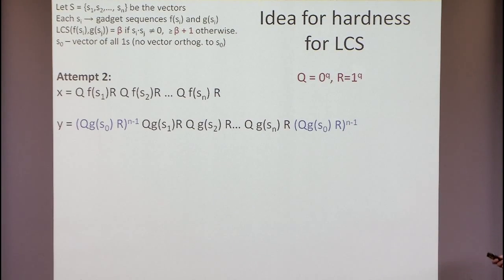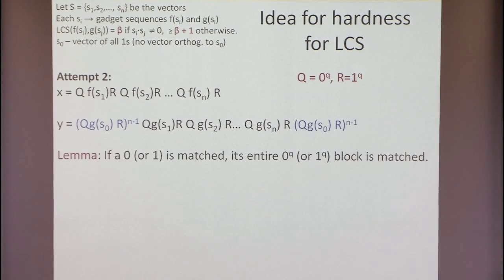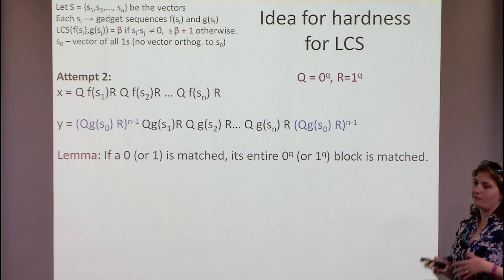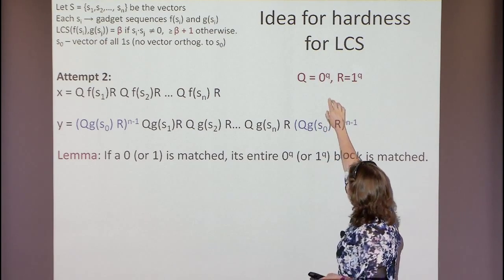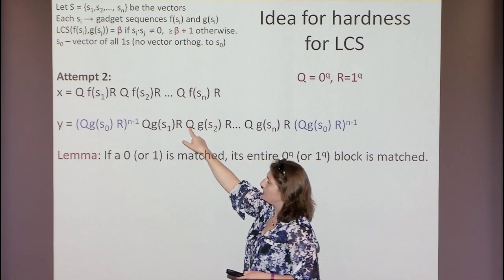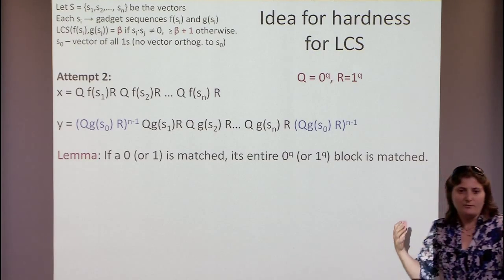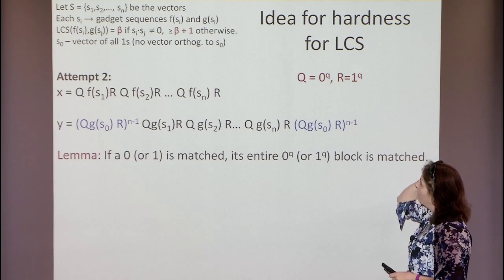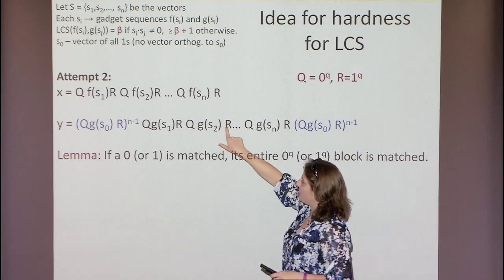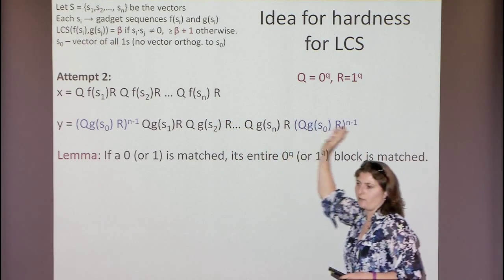So what does this achieve? Well, first we have to prove some lemma, which I'm not going to prove to you. And the lemma says that if at any point one of the zeros of a Q is aligned with a zero here, then we might as well have aligned the whole block of zeros to the whole block of the zeros below. So we have to prove this. It requires some thought, but we can do this. And then the same happens if one of the ones of an R is a match to one of the ones here, might as well have matched the whole block.